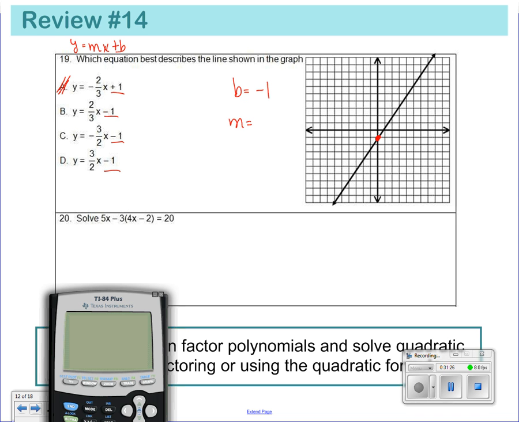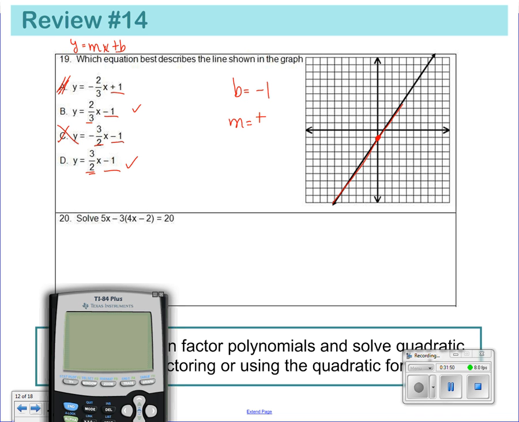The other thing that we can notice is that it has a positive slope. As we read it from left to right, it's going upward. So our slope must be positive. That's the number in front of the x. B has a positive slope. That means it could possibly be it. C has a negative slope. We'll cross it out. And D, it does have a positive slope. So now we've narrowed our choices to B and D.